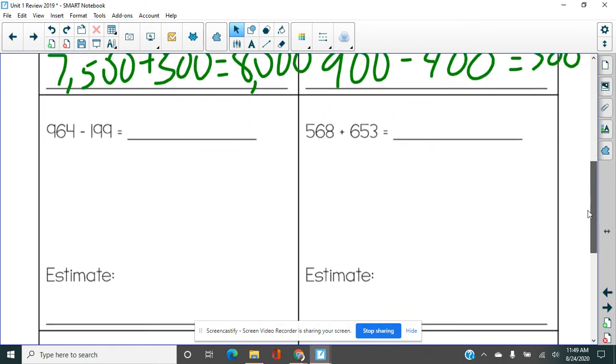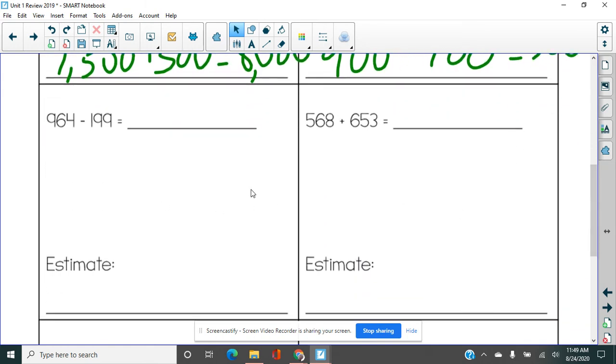All right, so you're going to do one of these, and then we'll check, and then the next one, and then we'll check, and that's how we're going to finish this page. Okay. So I want you to do your estimate and then your answer for this problem. Do both of those things, estimate and answer. Go ahead.